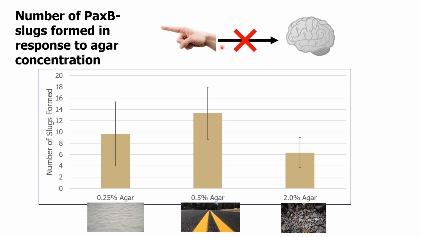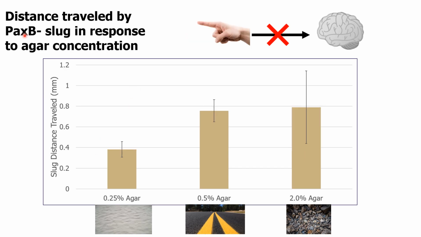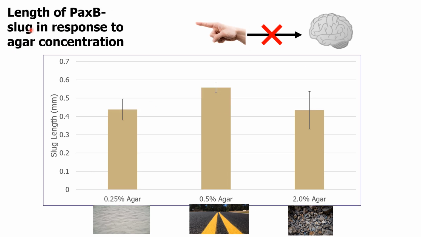For the PAX-B slug, or the slug that had the disruption in the communication of the physical stressor to the rest of the slug, we found no difference for the number of slugs formed in response to the differing agar concentrations, or our differing physical stressors implemented. The same is true for the distance traveled by the PAX-B slugs, and it is also the same for the length of the PAX-B slug in response to our agar concentration, or our 3 physical stressors.